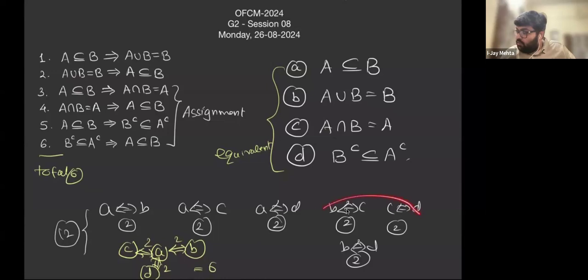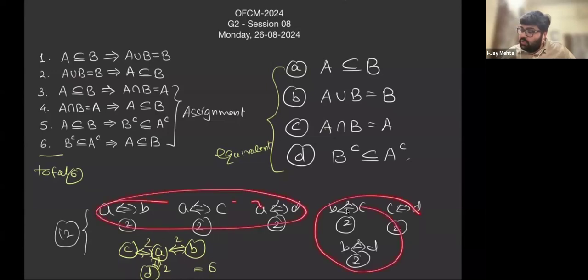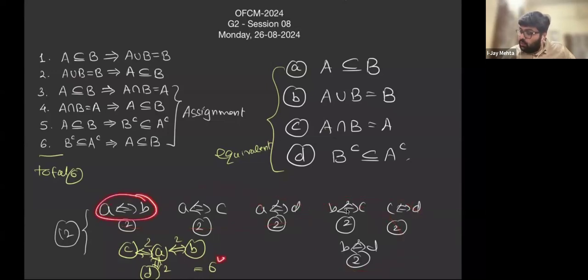We don't need all 12 to show that. Even if we show these 3, these 6, 2, 2, 2, then also we are done. Here also 6. These 6 also we can prove. Now my question is, can we reduce to less than 6? Can it be reduced to less than 6?